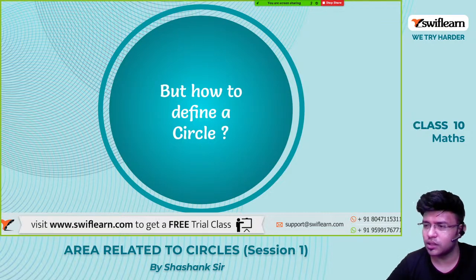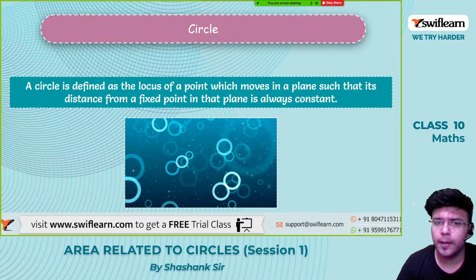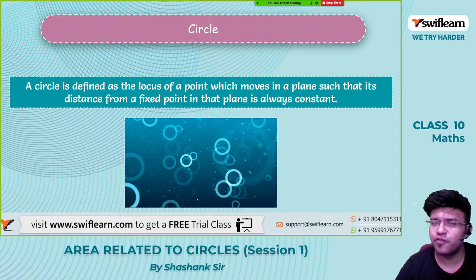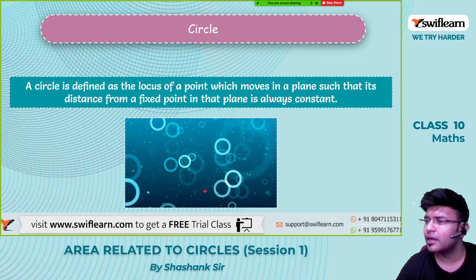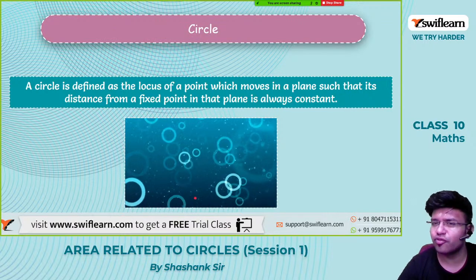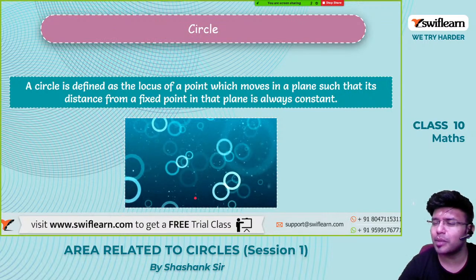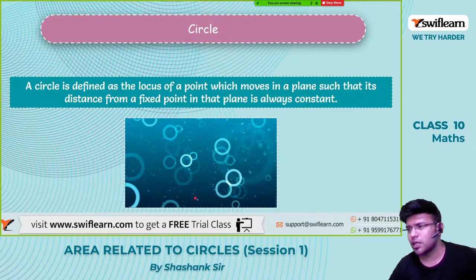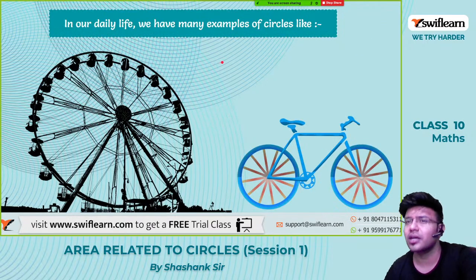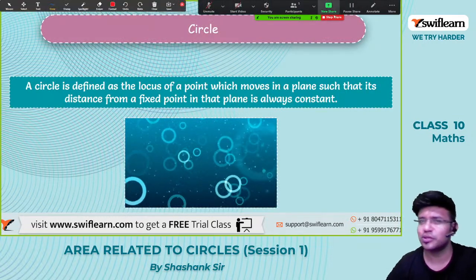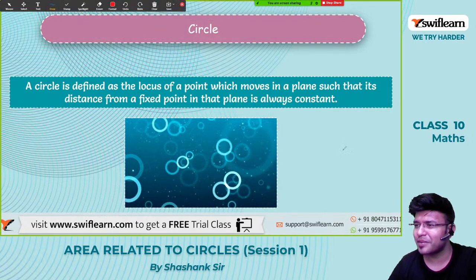What is a circle? Okay. A circle is defined as a locus of a point which moves in a plane such that the distance from a fixed point in that plane is always constant. What is that saying? In short, if we have to explain to Shashank Sir, what is a circle, brother?